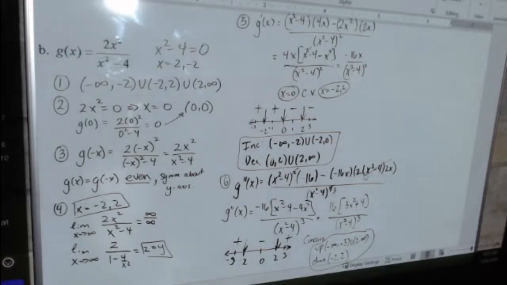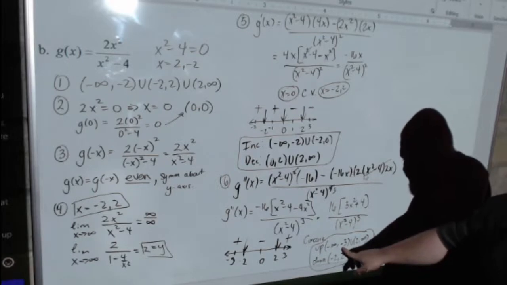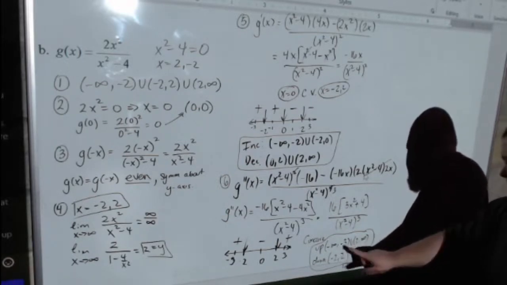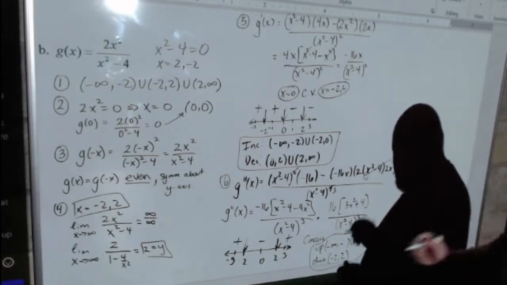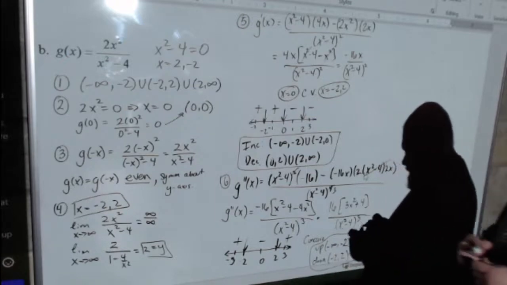Is that a negative 3 at the end? Right here, this is negative infinity to negative 3. It should be a negative 2, right? My mistake. There we go.